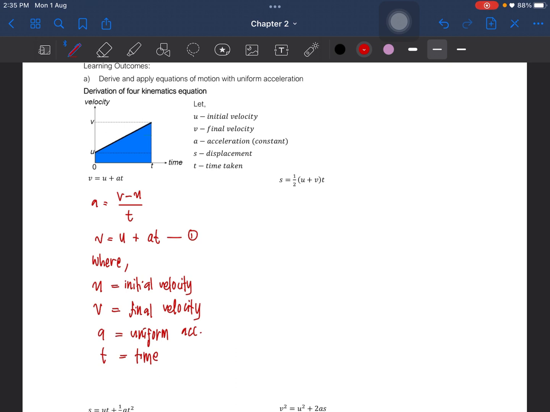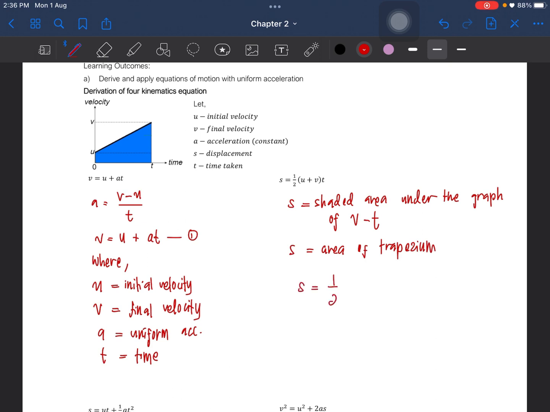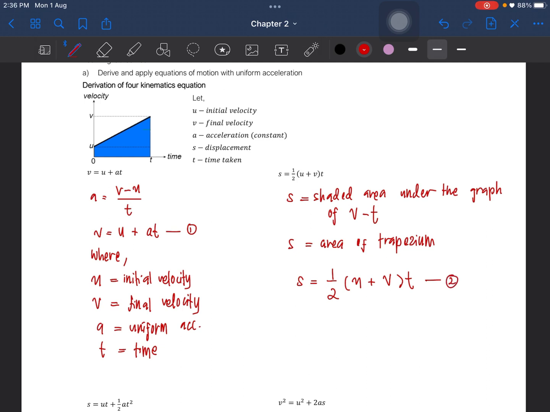Okay, and then from this first equation, the velocity against time graph is shown here. The displacement after time, we can determine from this shaded area under the graph of velocity against time, which is the area of a trapezium. The area of the trapezium is equal to half (u plus v) times t. That is how you obtain the second equation.